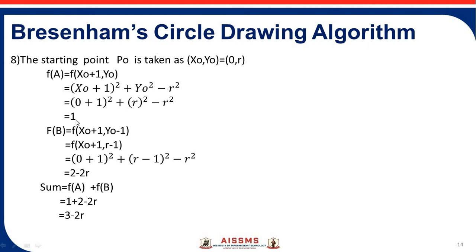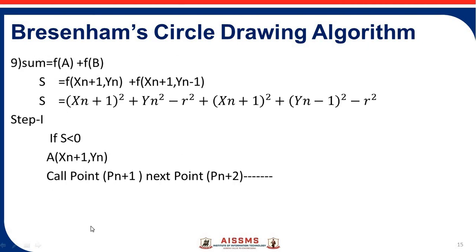By applying the circle formula, we get the value as 1. And for the second vertex B, x0 plus 1, y0 minus 1, we get the result as 2 minus 2r. The summation of f of A and f of B is 3 minus 2r. By taking the sum of function A and function B, the result possibility is negative, positive or equal to 0.